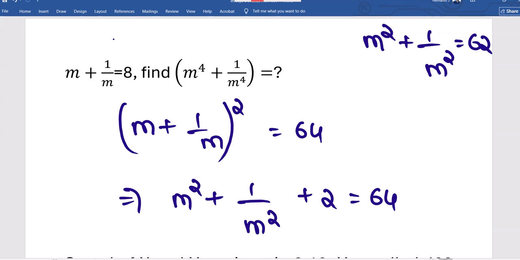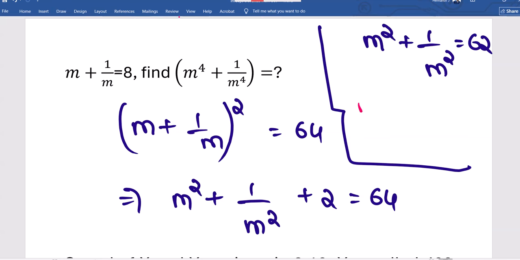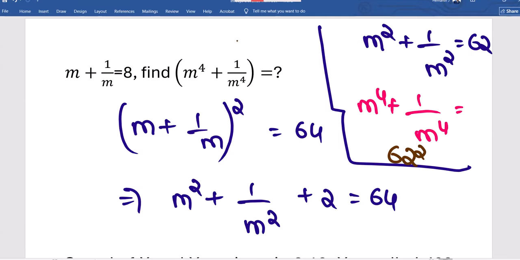Then what you will get is M square plus 1 by M square is nothing but 62. Now for the next one, again, don't do squaring and waste time. You can understand we have to do squaring minus 2. If you want M power 4 plus 1 by M power 4, you got the idea. Previously, the right side was 8, and 8 square minus 2 was the answer. Now here the right side is 62. 62 square minus 2 must be your answer. So your answer should be in the range of 4000.